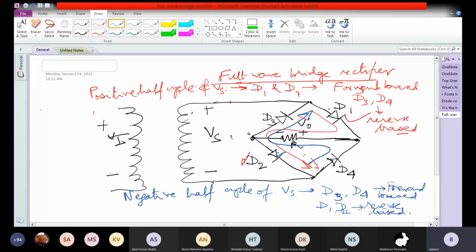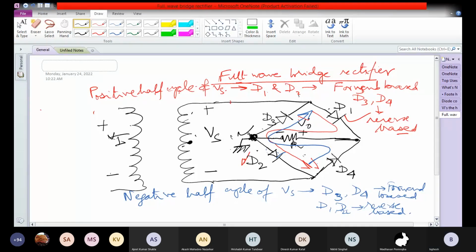Sorry, there is a small omission here. This part of R is grounded. So this side of R, this point, is grounded. But the center is not grounded. Okay, this has to be remembered: for the bridge rectifier, one side of R is grounded. This is a big difference from the center tap transformer, whence the name bridge rectifier and the name center tap transformer. That is, the center of the transformer is not grounded here. One side of R is grounded.